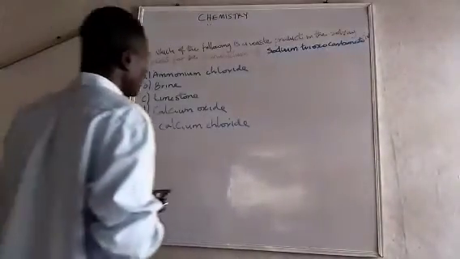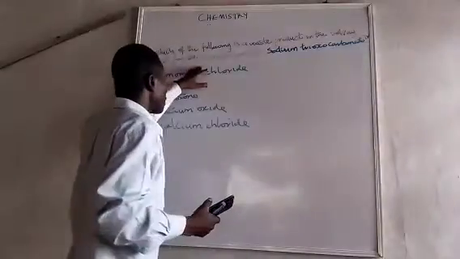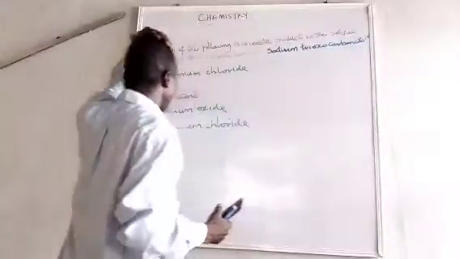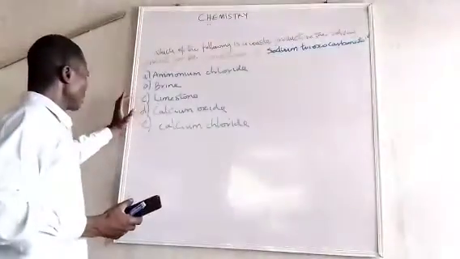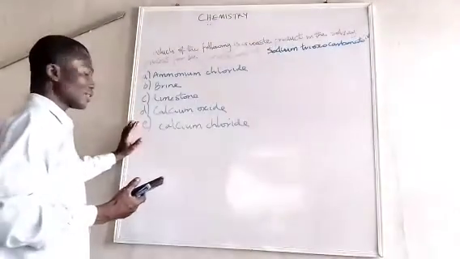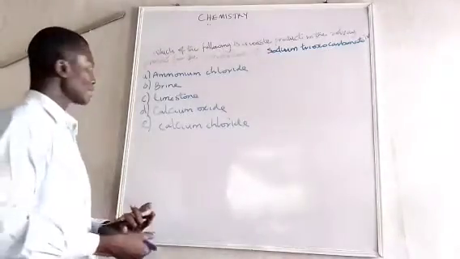Now, which of the following is a waste product in the solvay process for the manufacture of sodium trioxocarbonate(IV)? A. Ammonium chloride. B. Brine. C. Limestone. D. Calcium oxide. E. Calcium chloride. The answer is calcium chloride.